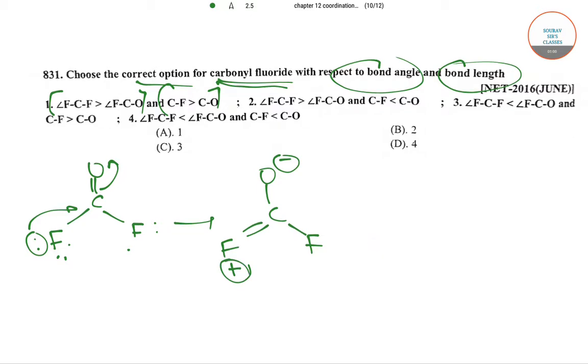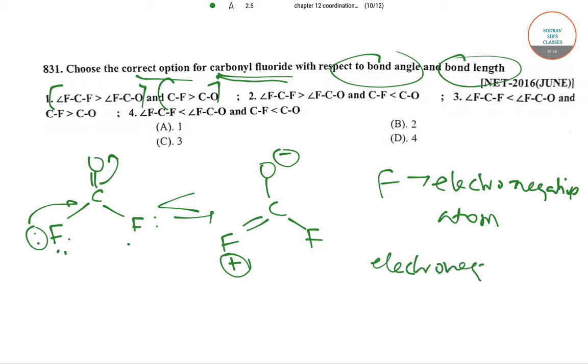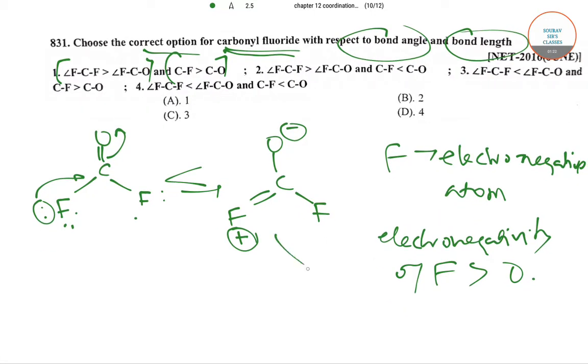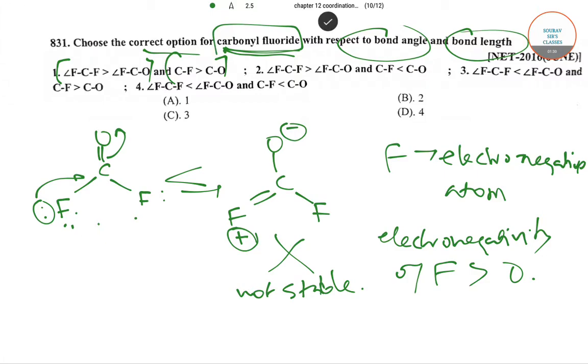So now we know that fluorine is a very electronegative atom, and actually the electronegativity of fluorine is higher than that of oxygen. So basically this structure is not stable at all. So mostly carbonyl fluoride will exist in this structure.